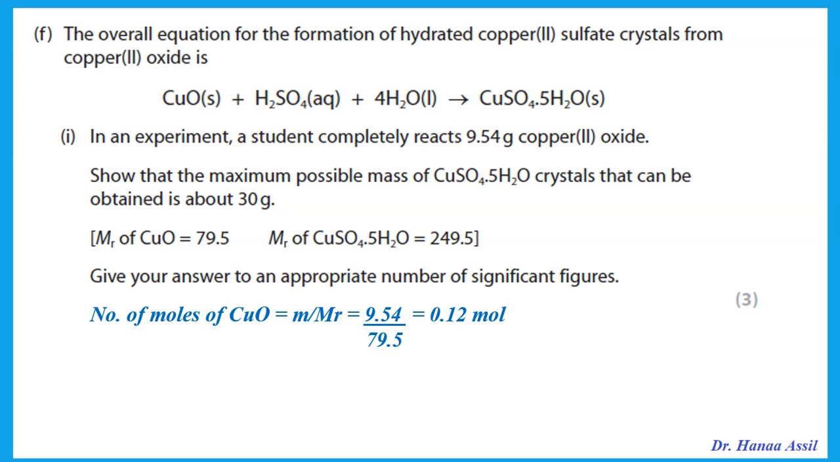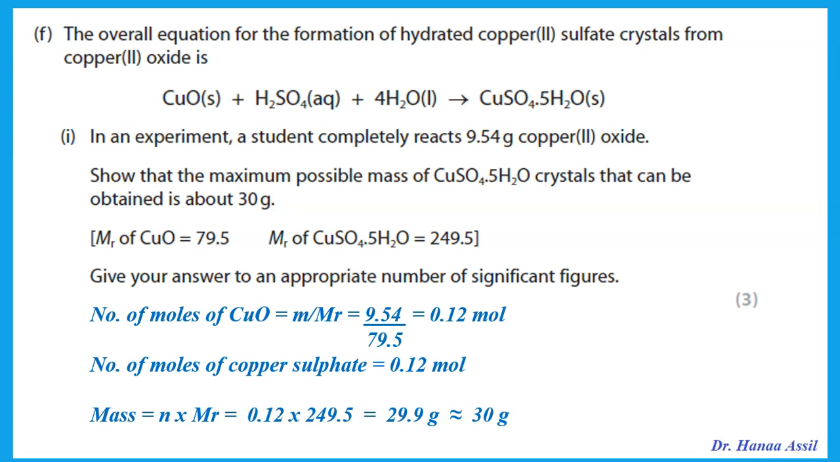So obviously from the equation, 1 mole of CuO would give 1 mole of the copper sulfate crystals. So the number of moles of the copper sulfate is the same. What are we required to calculate? The mass. Mass is number of moles times MR. We are given the MR. So from the calculation, it's 29.9 grams, which is about 30.